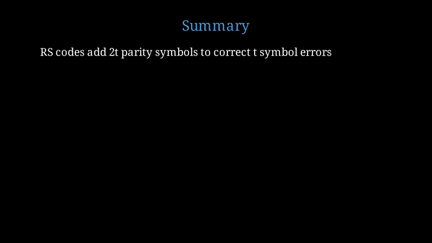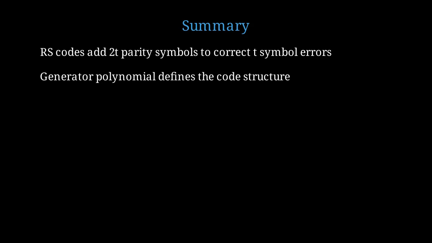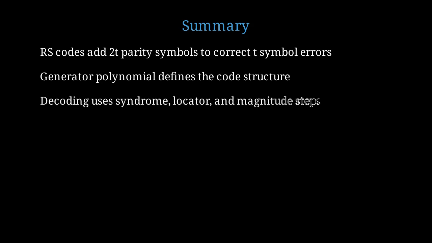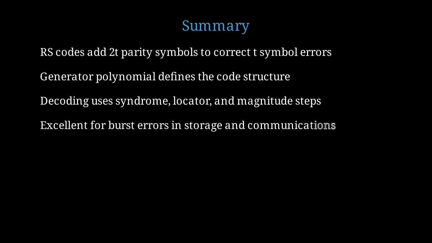Let's recap the key concepts of Reed-Solomon codes. RS codes add 2t parity symbols to correct up to t symbol errors anywhere in the code word. The generator polynomial, built from Galois field elements, defines the code structure. Decoding involves calculating syndromes, finding error locations, and computing magnitudes. RS codes are excellent for burst errors, making them essential in storage systems and digital communications.